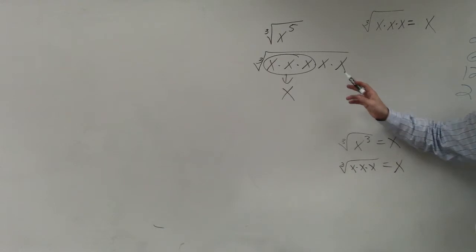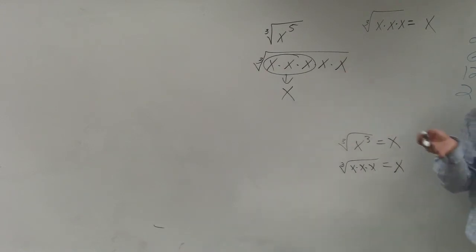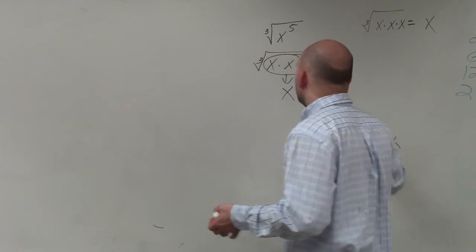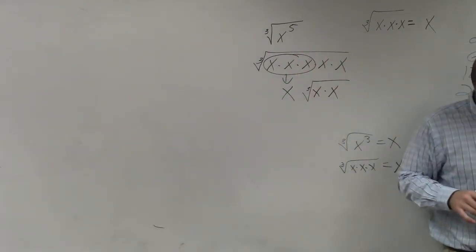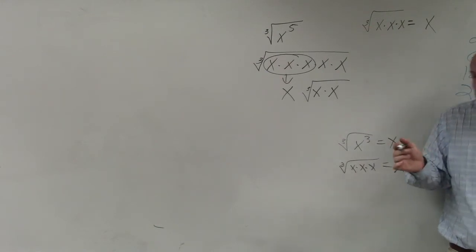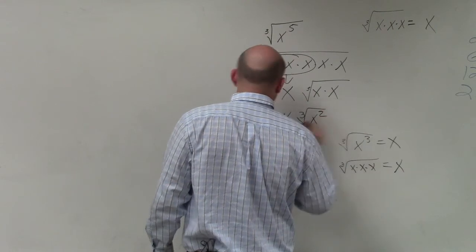Now, for the remaining, I still have 2 more x's. I cannot group them, because remember, to take the cube root, you have to have 3 x's. Well, ladies and gentlemen, I only have 2 x's under the cube root. If I had another x, I could take the cube root of it. But I only have 2. So therefore, my final answer is x times the cube root of x squared.